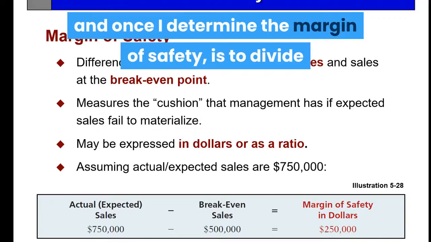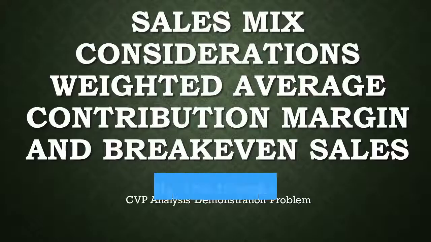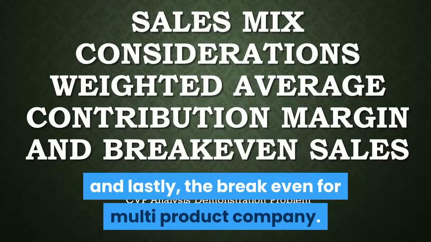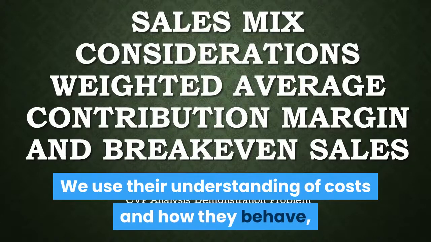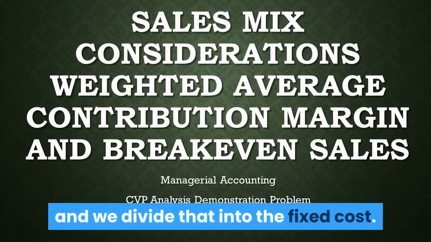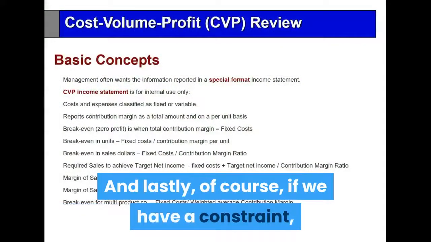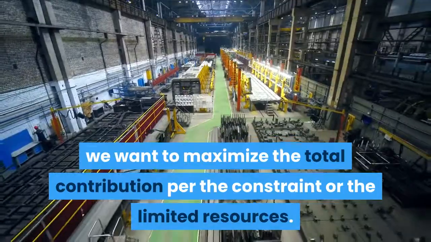If I need the required sales to achieve a target net income, I simply add that target net income to the fixed costs and divide that by the contribution margin ratio. Then we introduced the idea of a margin of safety. That is the difference between the sales that a company is actually doing now, or expects to be doing, and what they need to break even. So sales can fall that far and they would still be profitable. Now the margin of safety ratio, once I determine the margin of safety, is to divide that into sales, and I get a percentage like 33%.